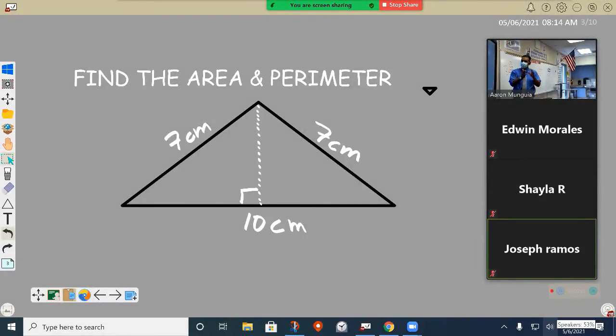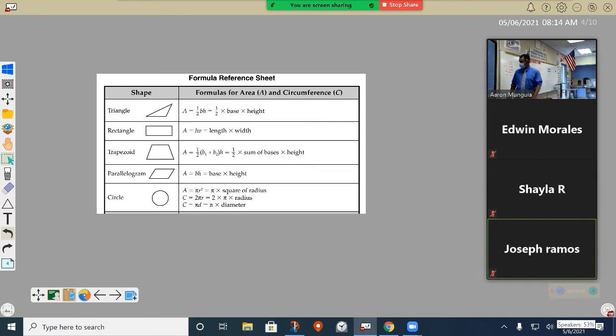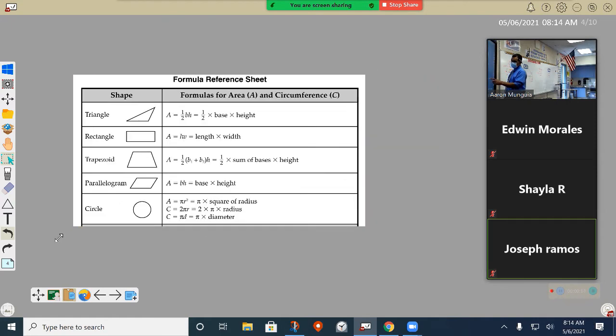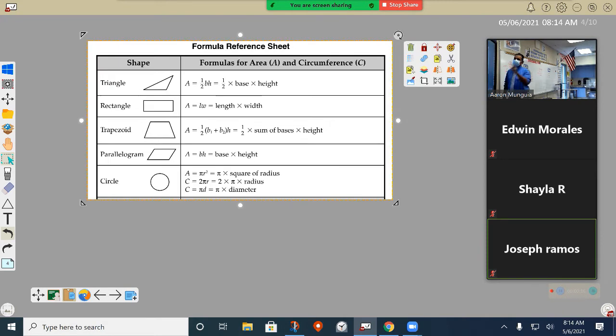What we're going to do today is go over examples of how to find the area and perimeter of the basic shapes. The 5 basic shapes that we covered, you should have done your Flipgrid on. I got 2 of your Flipgrids on Monday.